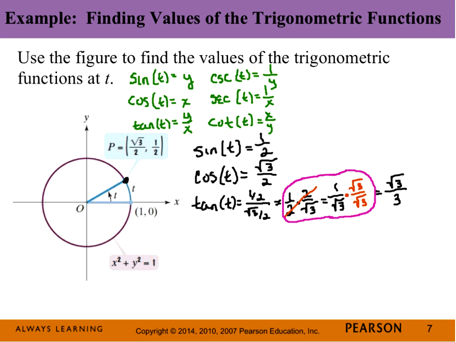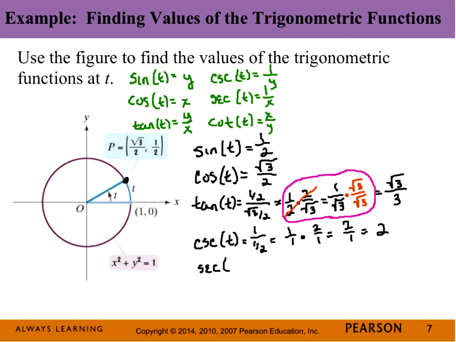All right, cosecant. Okay, so that's 1 over y. That's 1 over 1/2. Once again, I never divide fractions. I multiply by the reciprocal. So 1 over 1 times the reciprocal of 1/2 is 2 over 1, which is just 2.